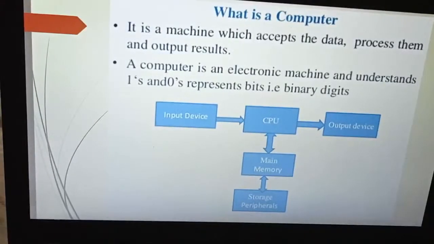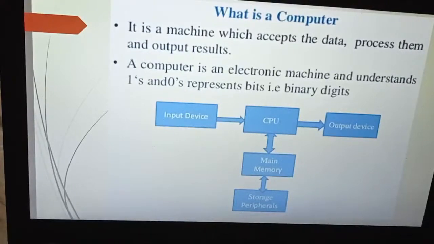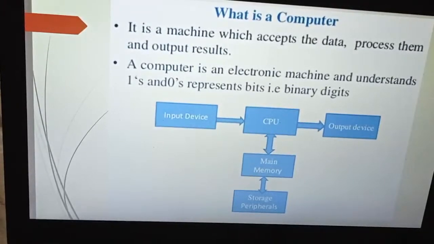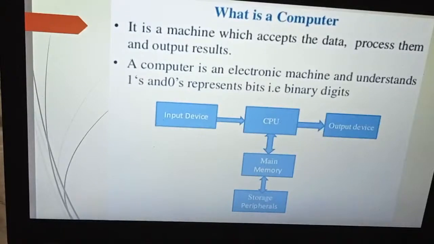What is a computer? It's a machine which accepts data, processes it, and gives information to the output devices as a result. The computer is an electronic machine that understands a language of zeros and ones. These are binary digits; bit is an abbreviation of binary digit. It is defined as the smallest unit of data on a binary computer or digital system. It holds either 0 or 1.